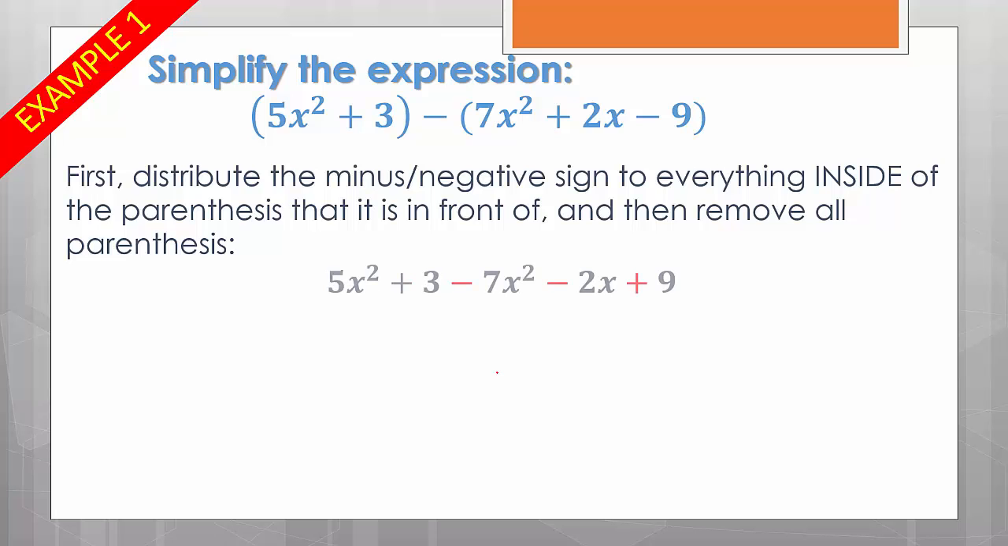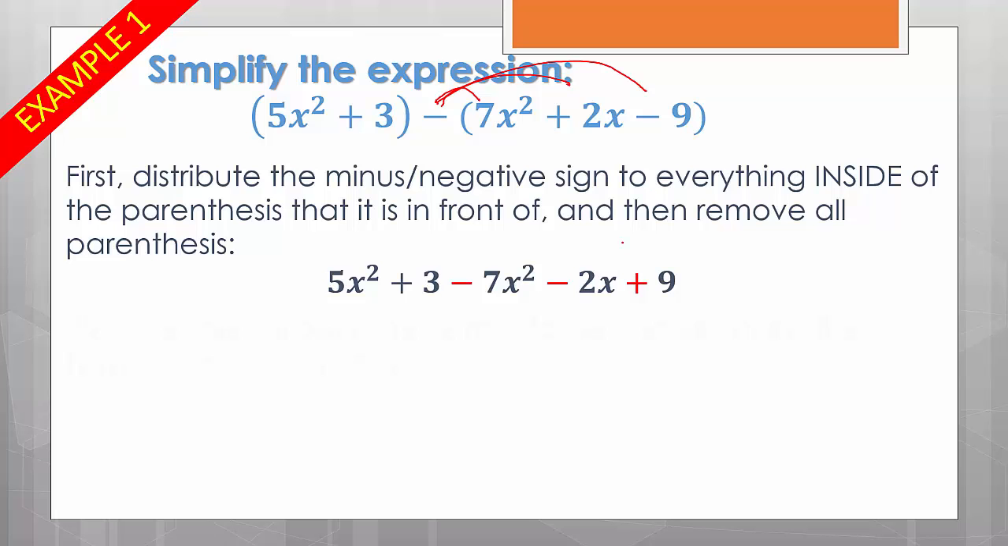So that becomes 5x squared plus 3 minus 7x squared, because we've got it to that, then we have it to that, and then we have it to that. So we distributed that negative sign throughout the expression in the parentheses. The positive 2x became negative 2x, the negative 9 became positive 9.